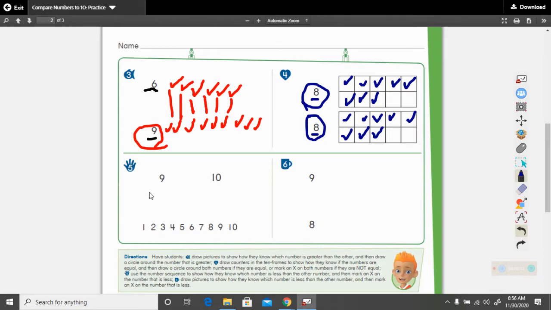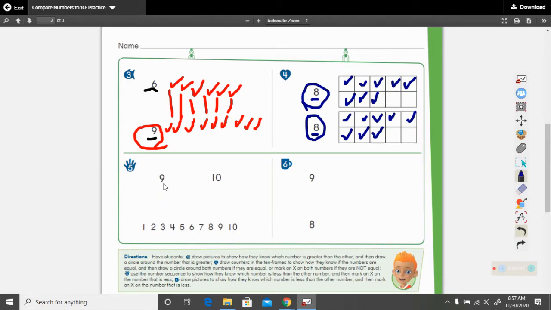Okay, let's look at number 5. For number 5, we're going to draw lines, but we're not going to draw any pictures. They gave us our number sequence down here. Let's count our number sequence. Ready? 1, 2, 3, 4, 5, 6, 7, 8, 9, 10. That is our number sequence, 1 to 10.